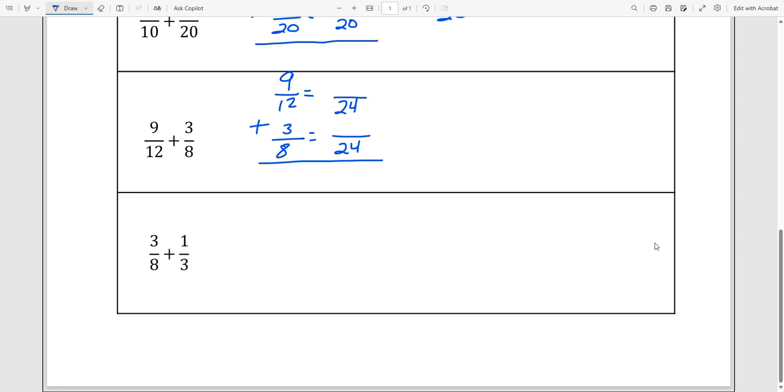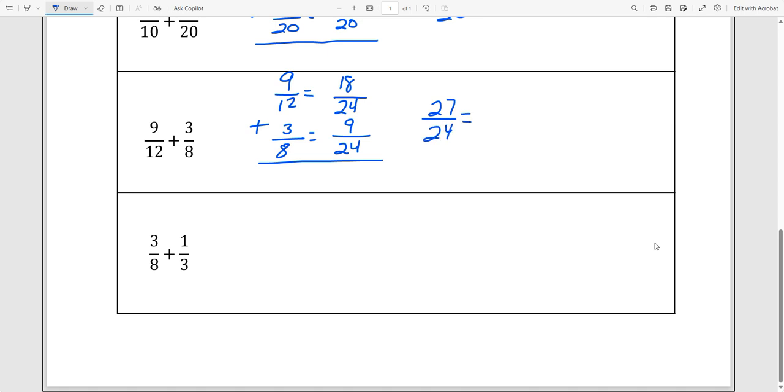So now, 24 divided by 8 is 3. 3 times 3 is 9. And 24 divided by 12 is 2. 2 times 9 is 18. So we have 18 over 24 plus 9 over 24. And 18 plus 9 is 27. So we have 27 24ths.